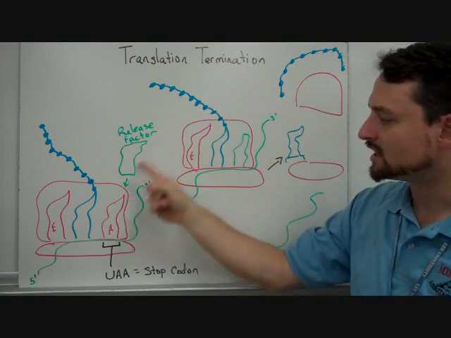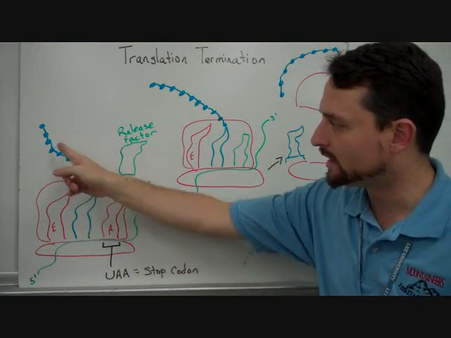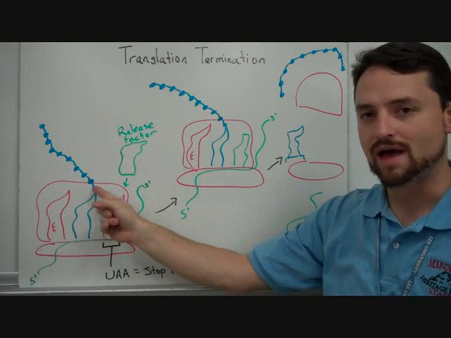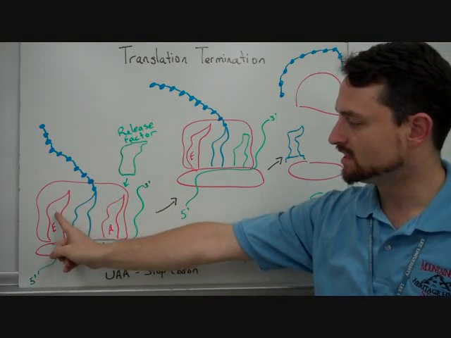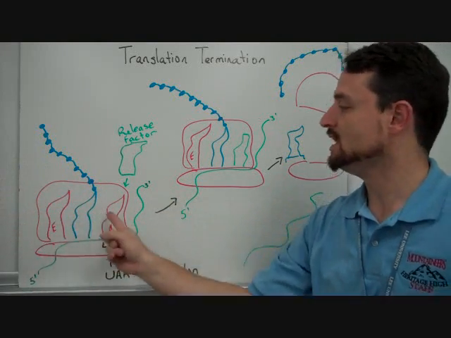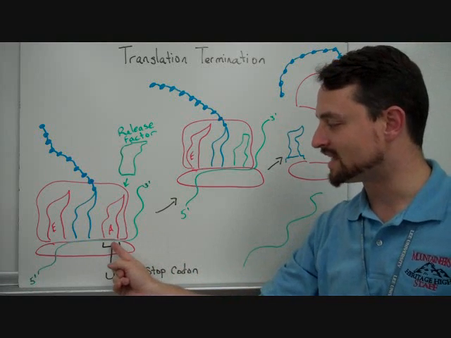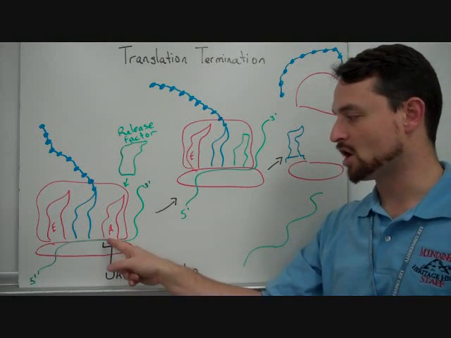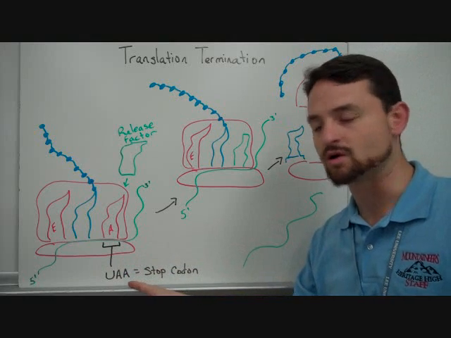Okay, so now we have the termination sequence. In the termination sequence, we have this growing length of amino acids. The E site has been emptied, and now the A site is open. When the A site is open, there's a codon there. In this case, let's say that codon is UAA.